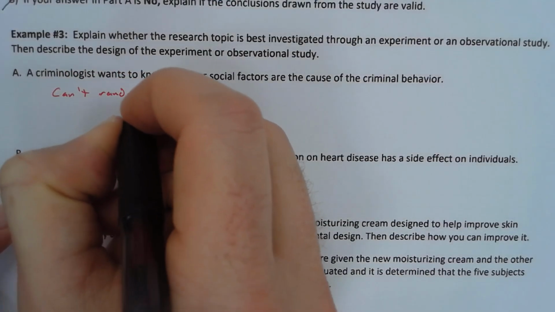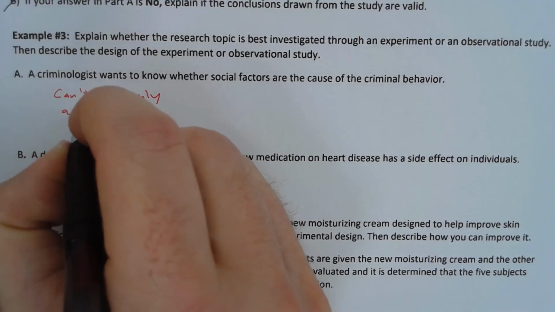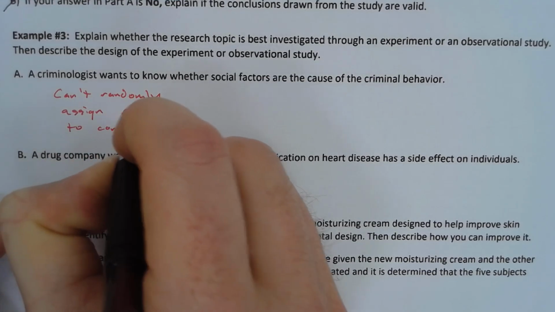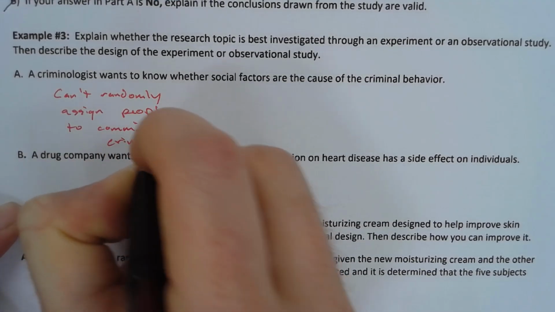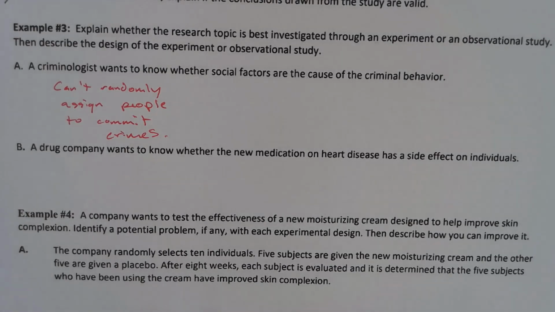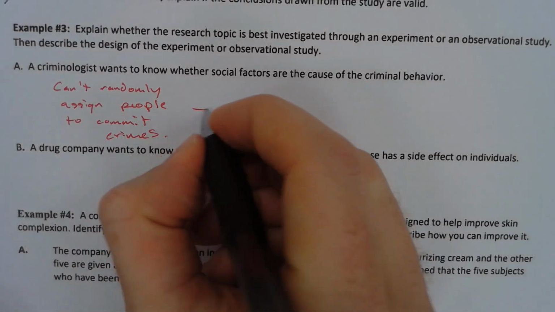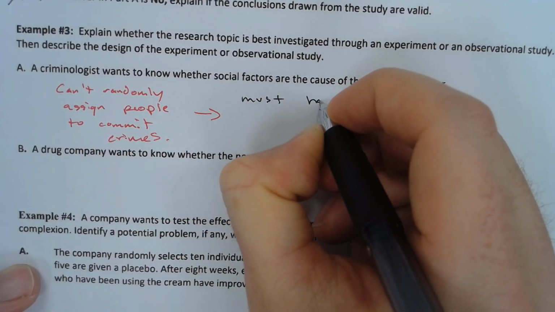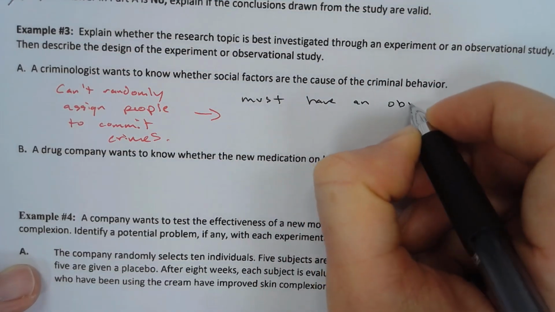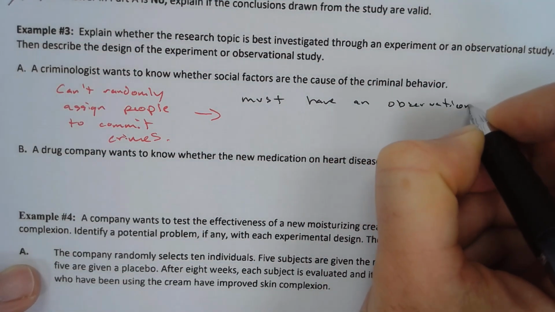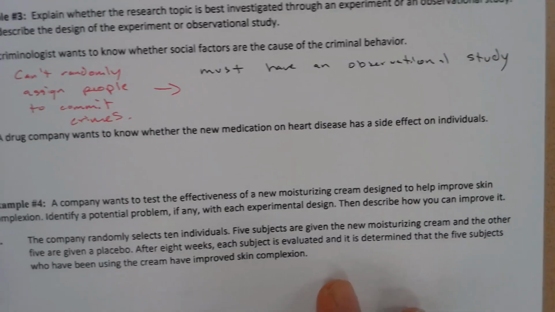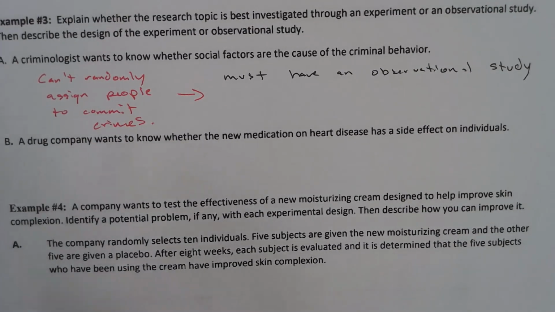randomly assign people to commit crimes. As much as some YouTuber might try to do that, we can't do that on a big factor. So, because of that, we must have an observational study. And it's not ideal because an observational study only allows you to do associations. But, you know, again, back to what I put in red. You can't randomly assign people to commit crimes. You've got to do an observational study.